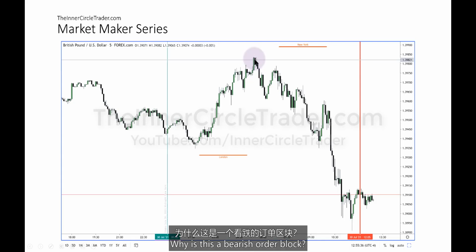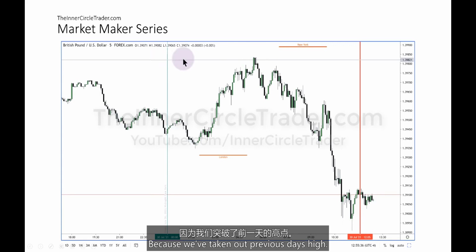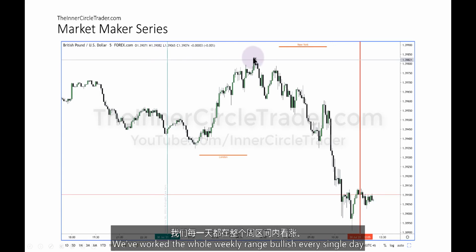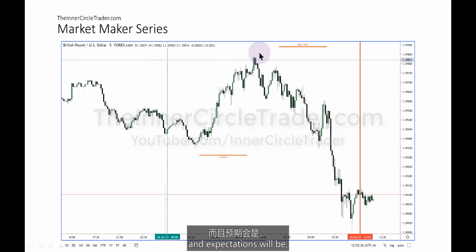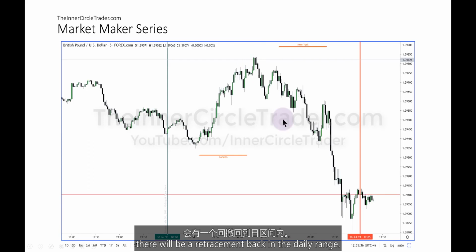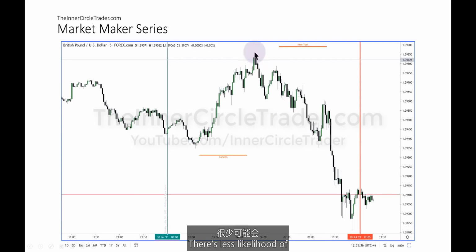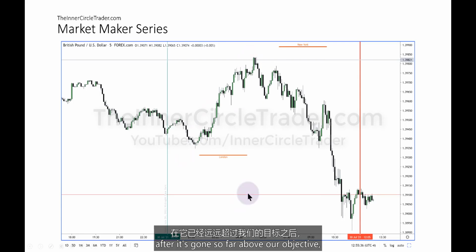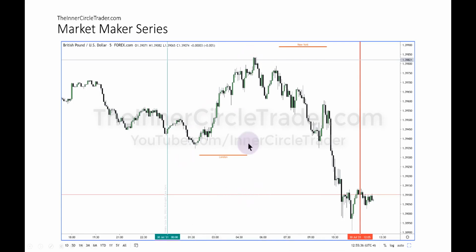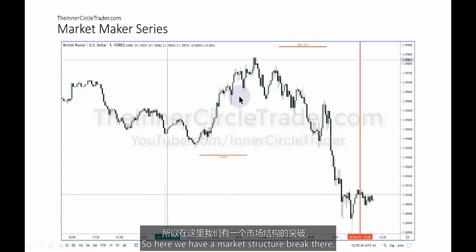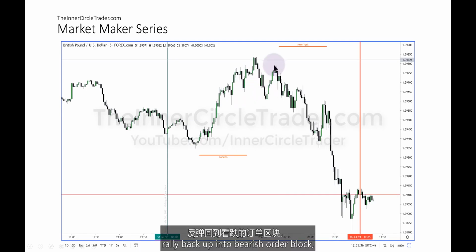Why is this a bearish order block? Because we've taken out previous day's high. We've worked the whole weekly range bullish every single day, and expectations will be there will be a retracement back in the daily range. There's less likelihood of continuation on the upside this late in the week after it's gone so far above our objective, which was down here. So here we have a market structure break there, rally back up into bearish order block, which is another optimal trade entry.